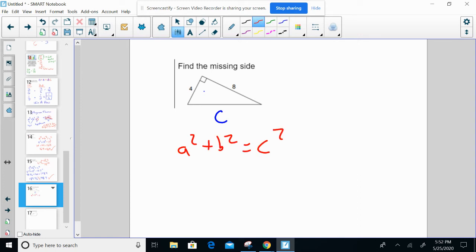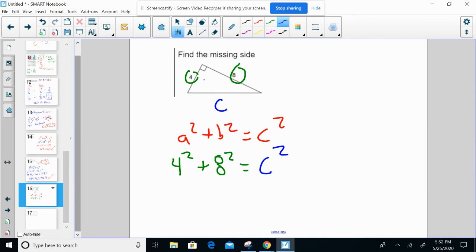Now, we know that the 4 and 8 are A and B because those are shorter than this side. The longest side is always across from the right angle. So we know that this is our longest side. Now, what we can say is 4 squared plus 8 squared equals, we don't know C, so I'm going to use blue, C squared. So we want to find C. We're actually solving for C this time.